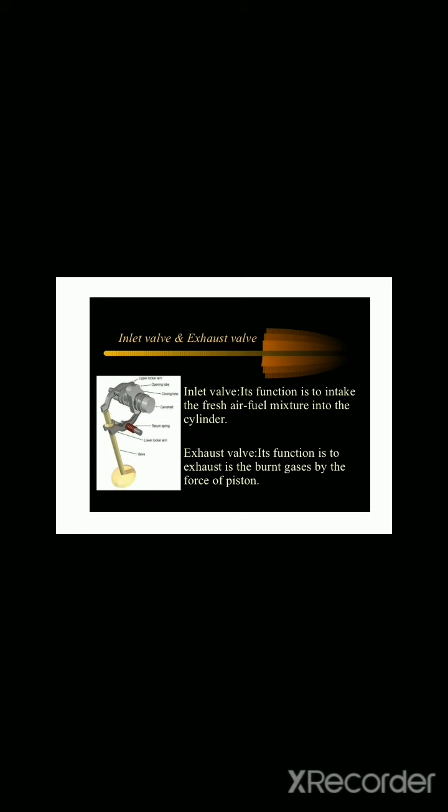Inlet valve and exhaust valve. Inlet valve, its function is to intake the fresh air fuel mixture into the cylinder, and exhaust valve, its function is to exhaust the burnt gases by the force of piston.